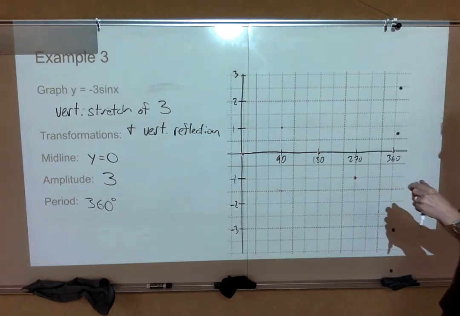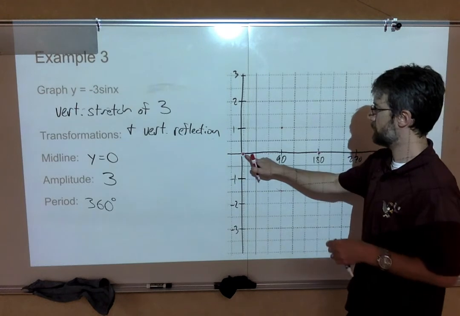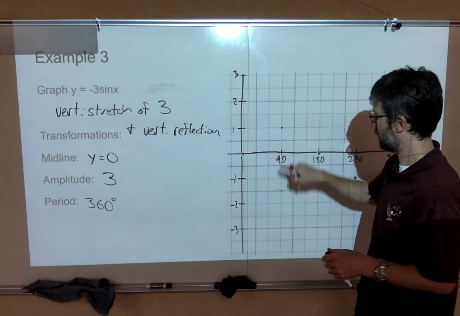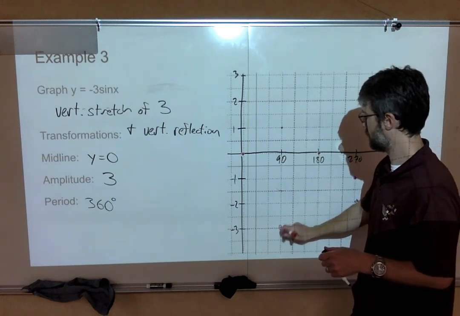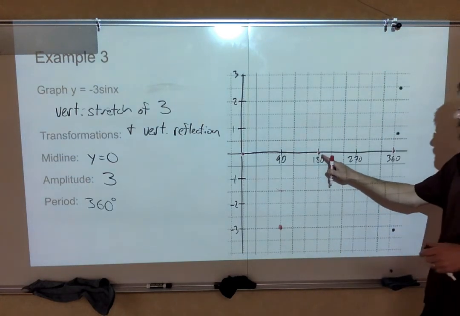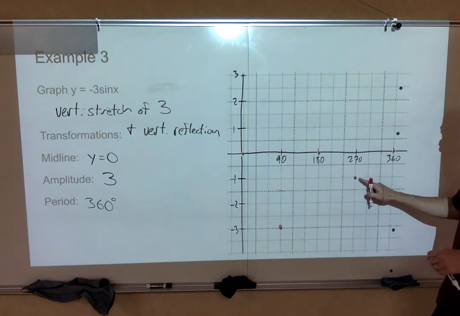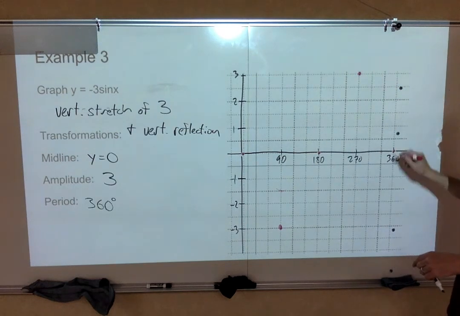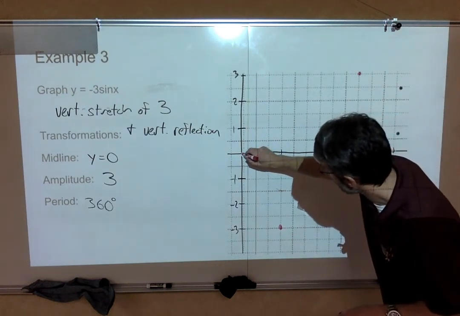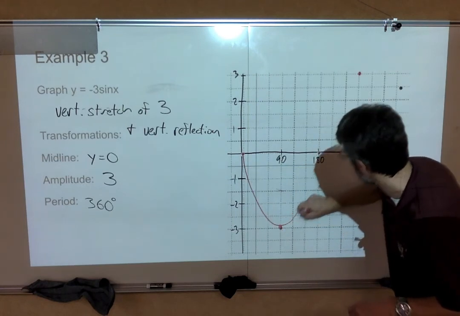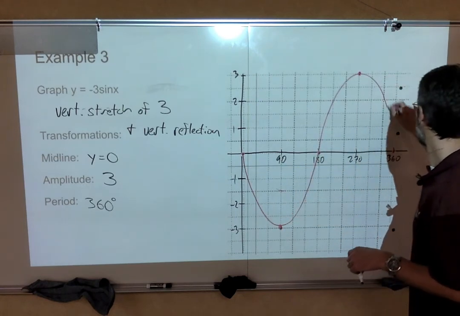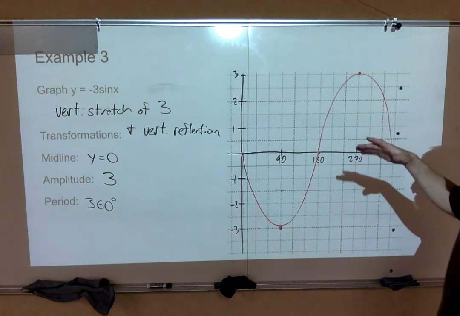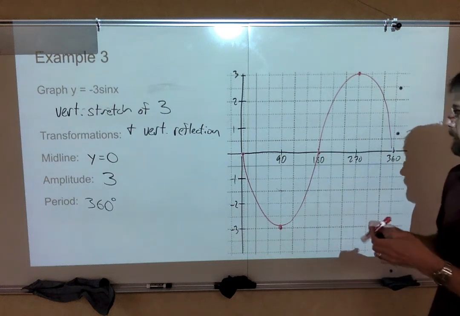And now what happens when I multiply each of these by a -3? 0 stays the same. 0 times -3 is still 0. 1 times -3 is down here. 0 times -3 stays the same. -1 times -3 is +3. And then 0 times -3 is still 0. And now we can trace through with a nice smooth line. And now it's just like your other sine graphs, except it's stretched and it's flipped vertically.